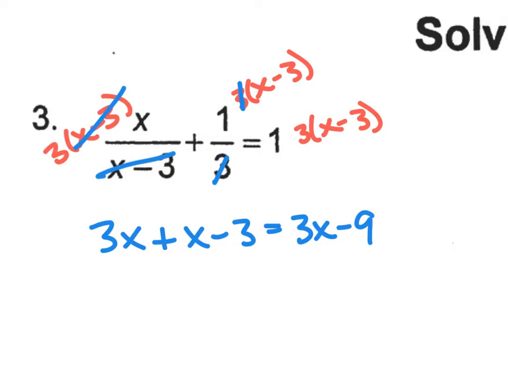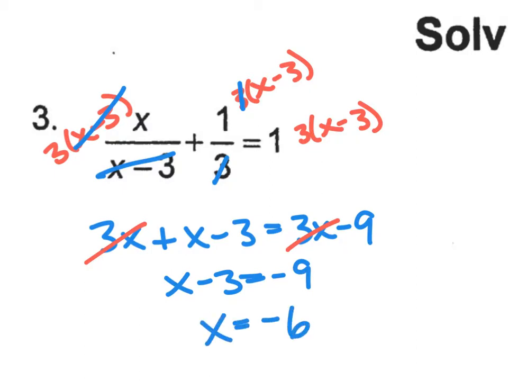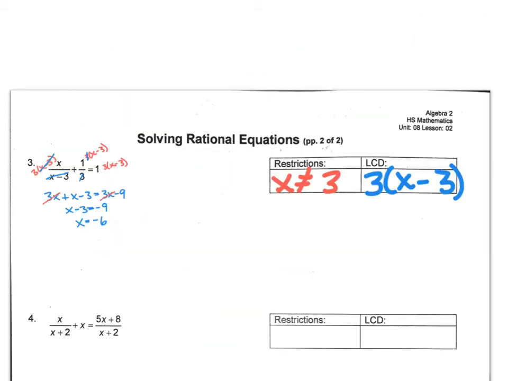From here, we can just solve. Since these are on opposite sides of the equation, this 3x and this 3x are going to end up canceling each other. So we get x minus 3 equals negative 9. Add 3 to each side, and x equals negative 6. Now, I haven't really pointed it out yet, but before I can circle this answer, I need to make sure it's not in the restrictions. So this is not in the restrictions, so x equals negative 6 is a fine answer.